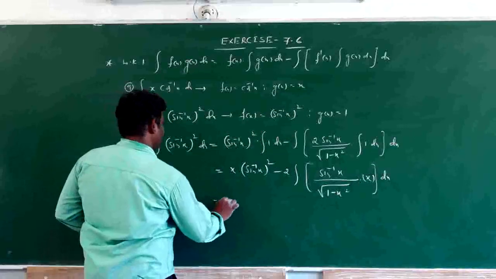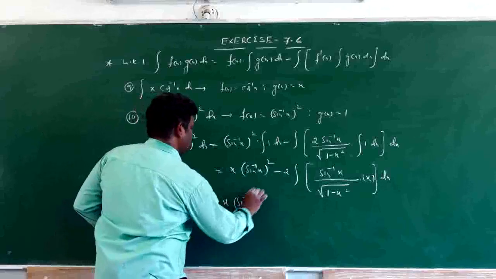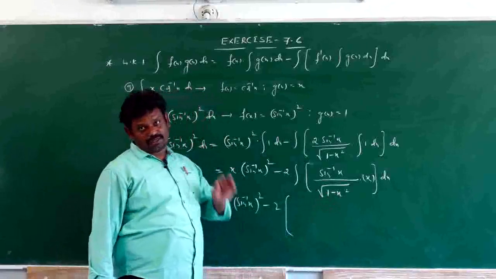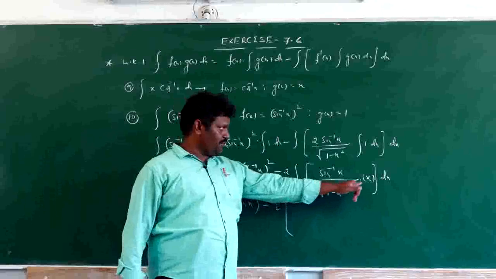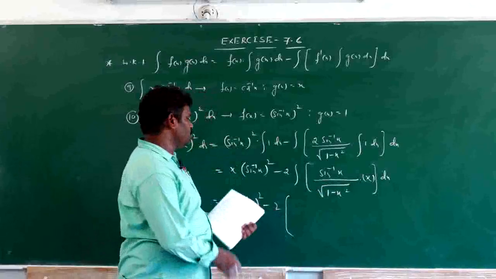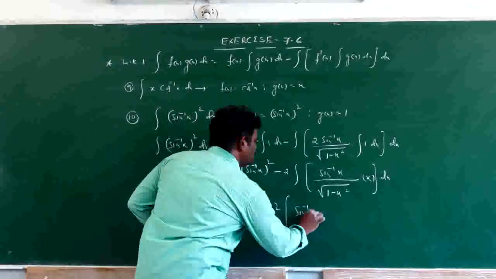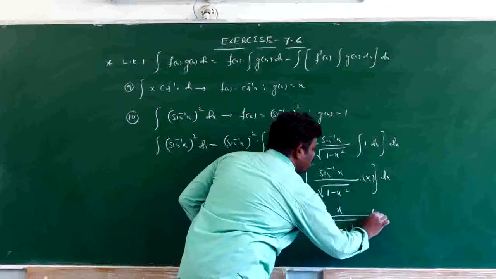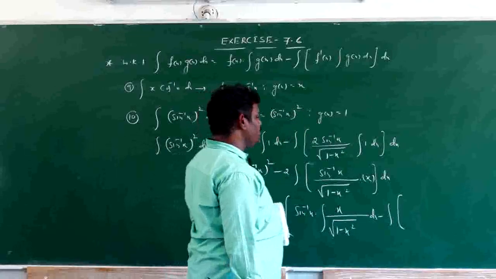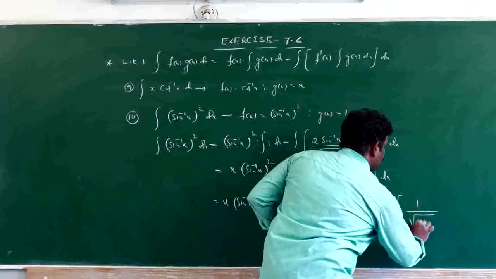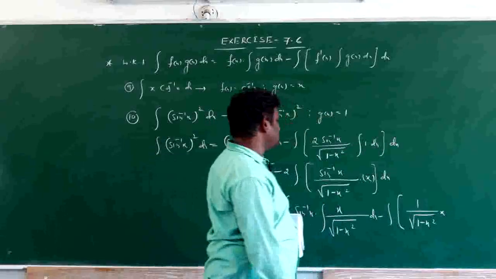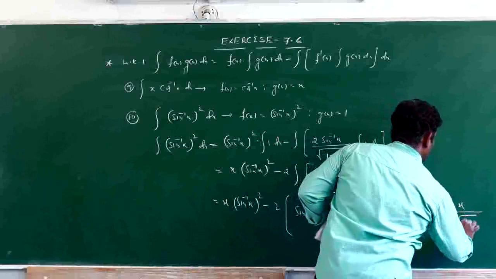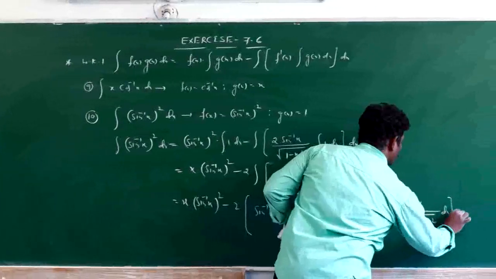Again, x into (sine inverse x) whole square minus 2 into, again by parts formula, f of x into g of x. f of x means sine inverse x, and g of x means x by root of 1 minus x square. So what we have done first is sine inverse x times integral of x by square root of 1 minus x square dx, minus integral of the derivative of sine inverse x, 1 by square root of 1 minus x square, into integral of x by root of 1 minus x square dx, whole dx.